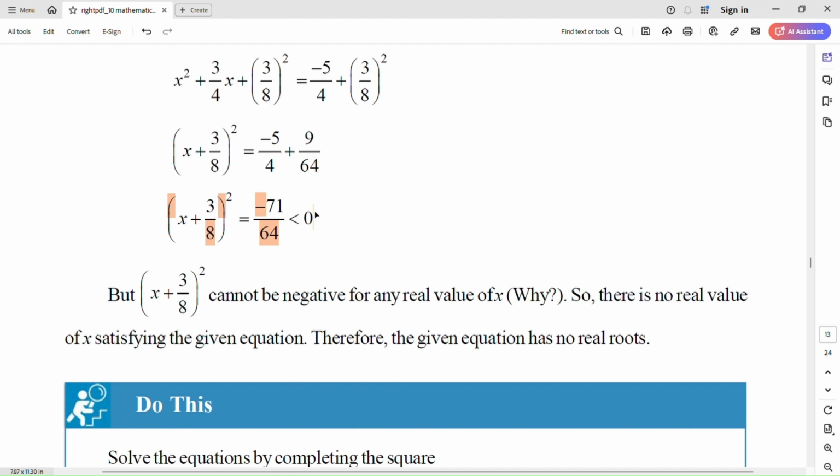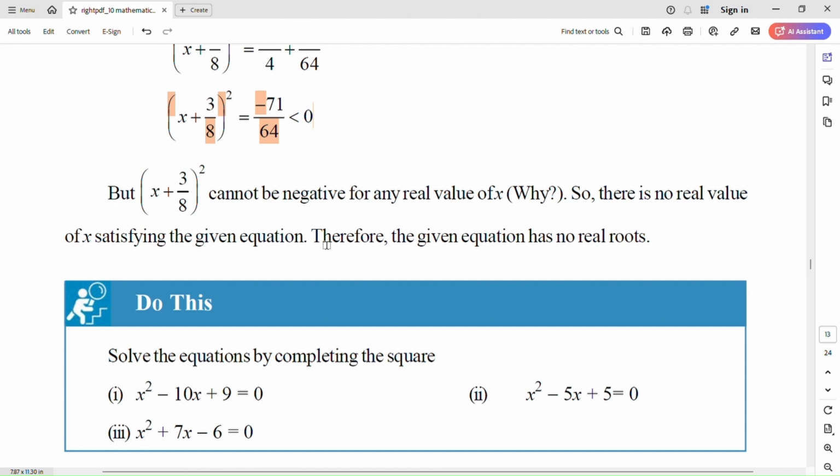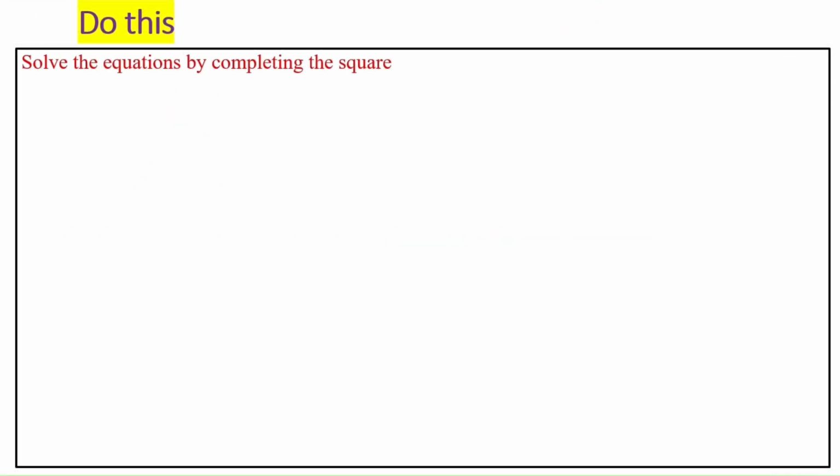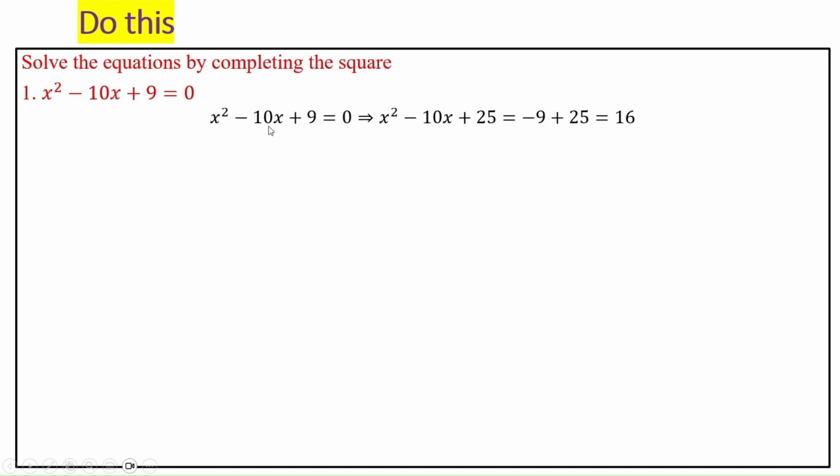Okay, let's do this section. For our practice, solve the equations by completing the square. The first one is x² − 10x + 9 = 0. So you have the x square term, and minus 10x you can write as minus 2 into x into 5, right? So you need a 5 square. So x² − 10x + 25 = −9 + 25, which is equal to 16.